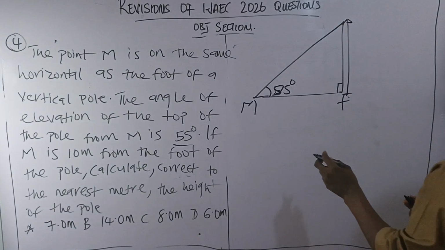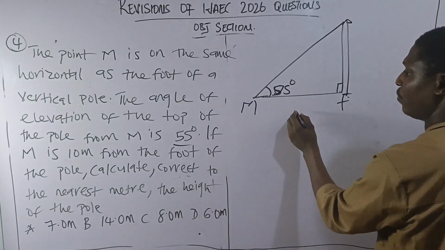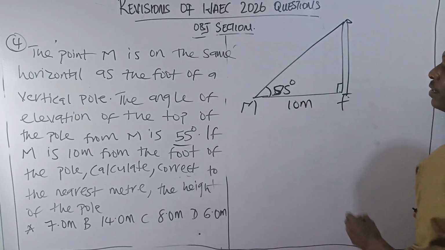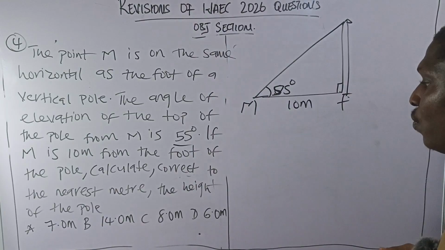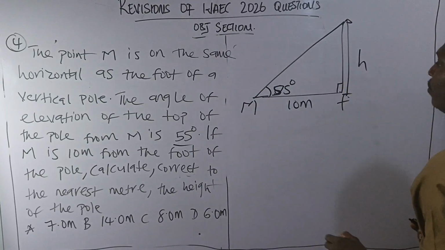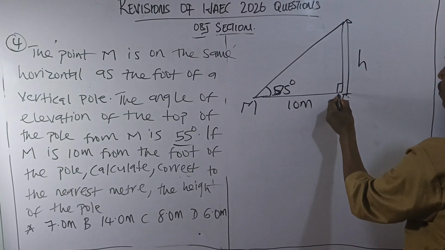So M is 10 meters away. So I have my 10 meter there. They said calculate to the nearest meter the height of the pole. So let this be the height of the pole. Now if you watch, this is my right angle facing this side.